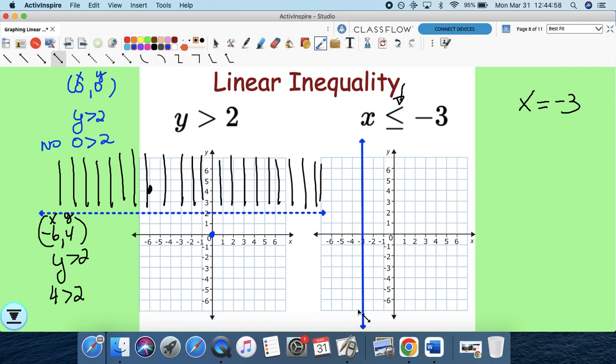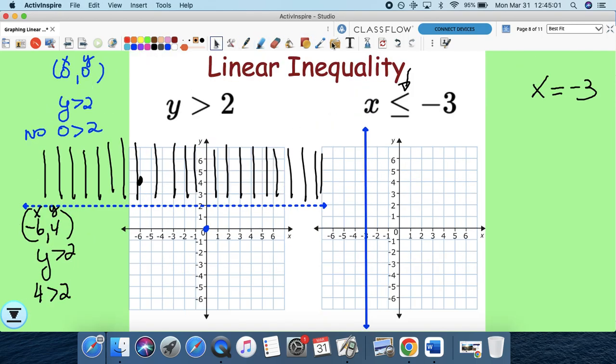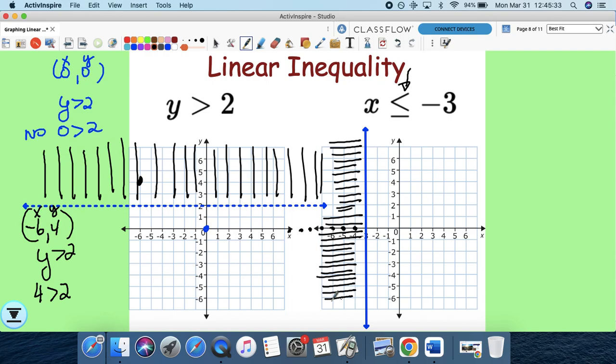Right? So now we want all the points, besides the ones that are on the line, that are going to be less than or equal to -3. Where are the x values that are less than or equal to -3? Well, I don't know if it's obvious, but it's to the left of the line, because you see x here is -4, x here is -5, -6, and all those x values are less than -3. So you want to shade the region to the left of the line.